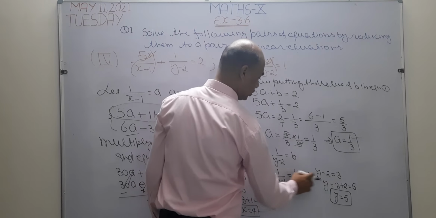Now we are going to solve its seventh part. What is given? 10 upon x plus y plus 2 upon x minus y equal to 4. 15 upon x plus y minus 5 upon x minus y equal to minus 2.